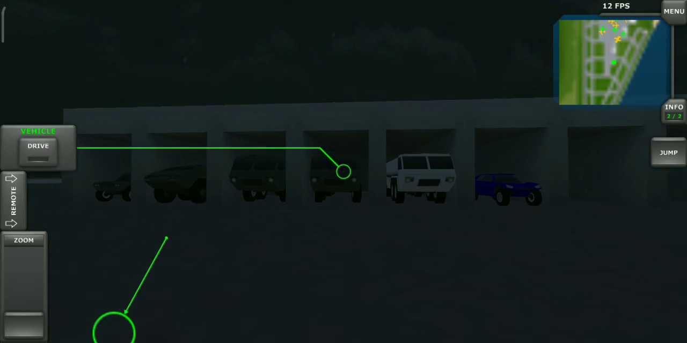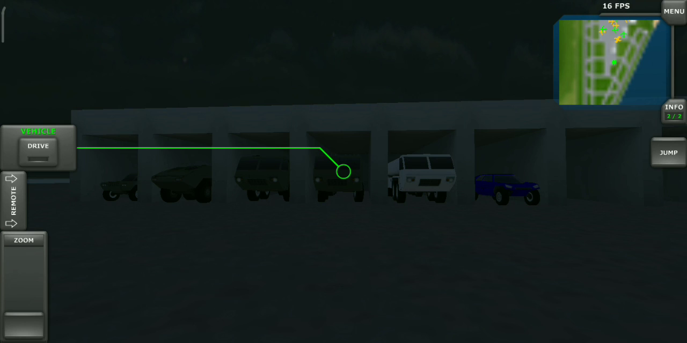So, these are the vehicles. So yes, the vehicles review.